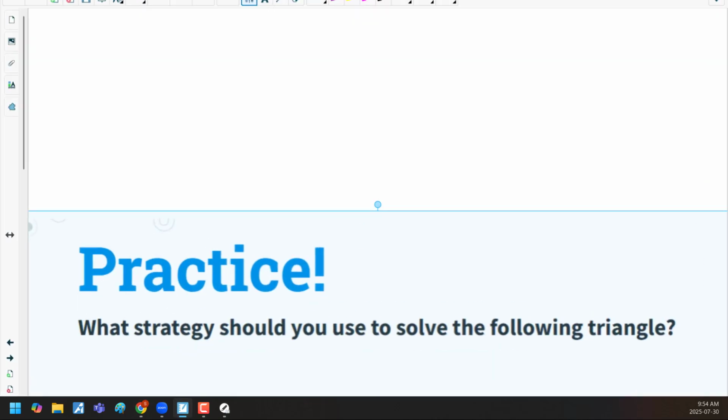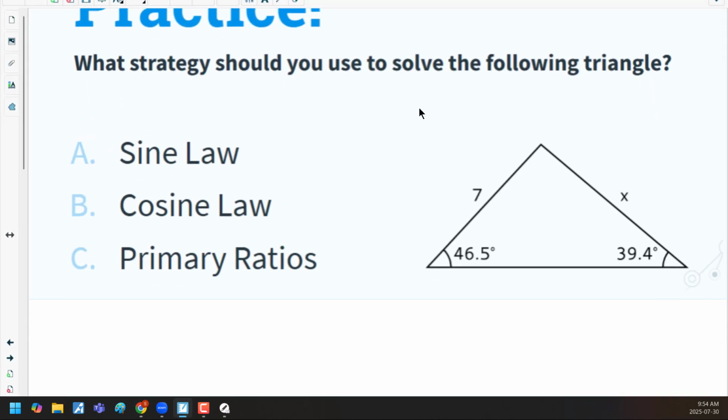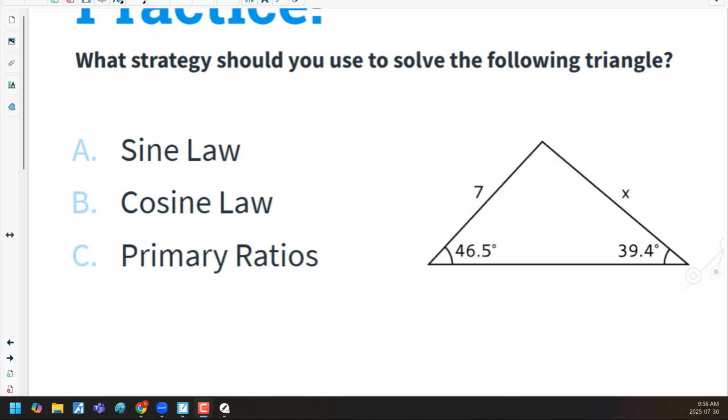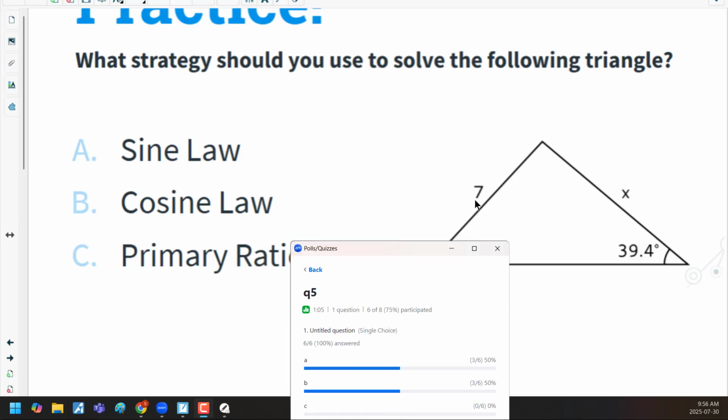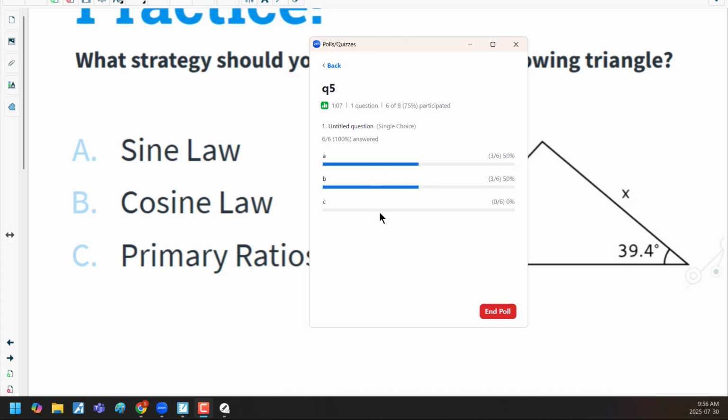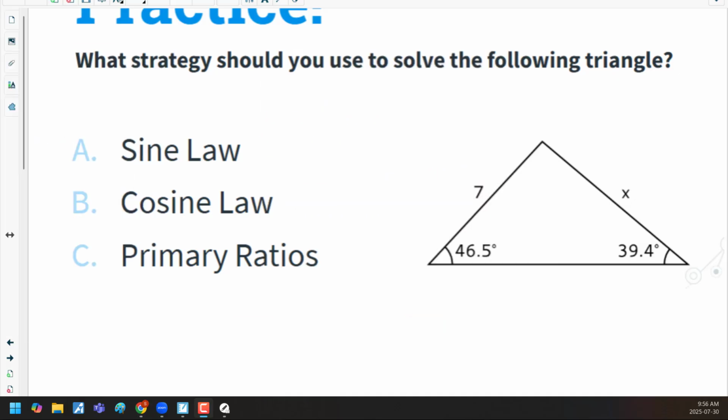New question. I'll get the poll set up. All right, so here's the polls. Half of you said A, half of you said B. So what does that mean? Well, half of you are wrong. That's what it means. In this example here, we are given two angles.